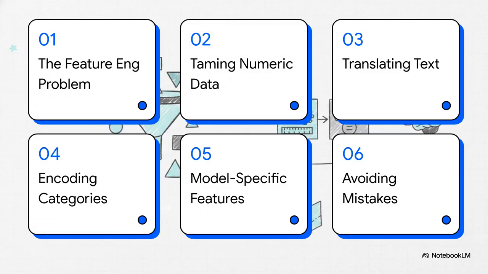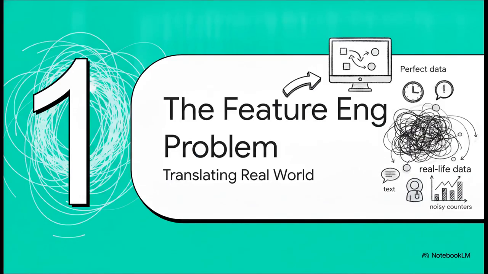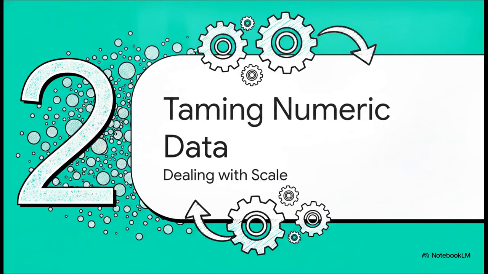So, here is our map for today. The feature engineering problem, taming numeric data, translating text, encoding categories, model-specific features, and finally, avoiding mistakes. Part 1. The feature engineering problem, translating the real world. Moving right along to Part 2, taming numeric data, dealing with scale and spread.